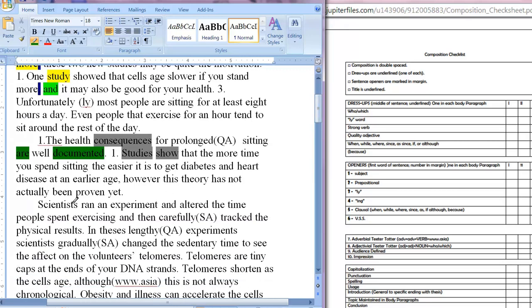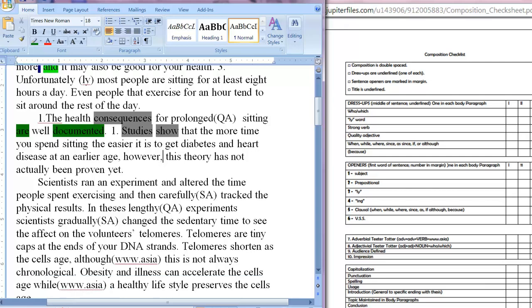However, this theory has not actually been proven yet. And here we have, however, you have a comma in front of it because you have another compound sentence. However, this theory has not actually been proven yet, so very good. Usually we put a comma after however also. Studies show that the more time you spend sitting, the easier it is to get diabetes and heart disease at an early age, comma. However, this theory has not actually been proven yet.